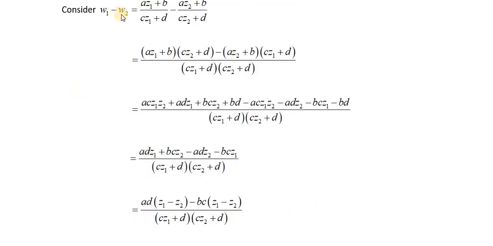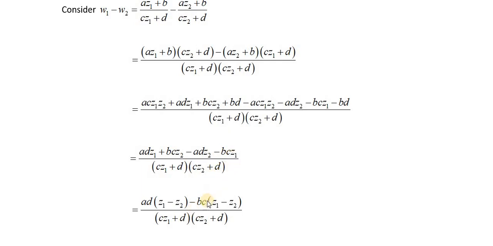Now consider W1 minus W2. This is the W1 value, this is the W2 value. Take LCM. Then we are going to get this term. Multiply the terms in the numerator, then we are going to get this numerator, and also cancel this term and this term. BD cancels with negative BD. Write down the remaining terms, and also observe AD is common here. Take outside Z1 minus Z2. Here minus BC I am taking outside.